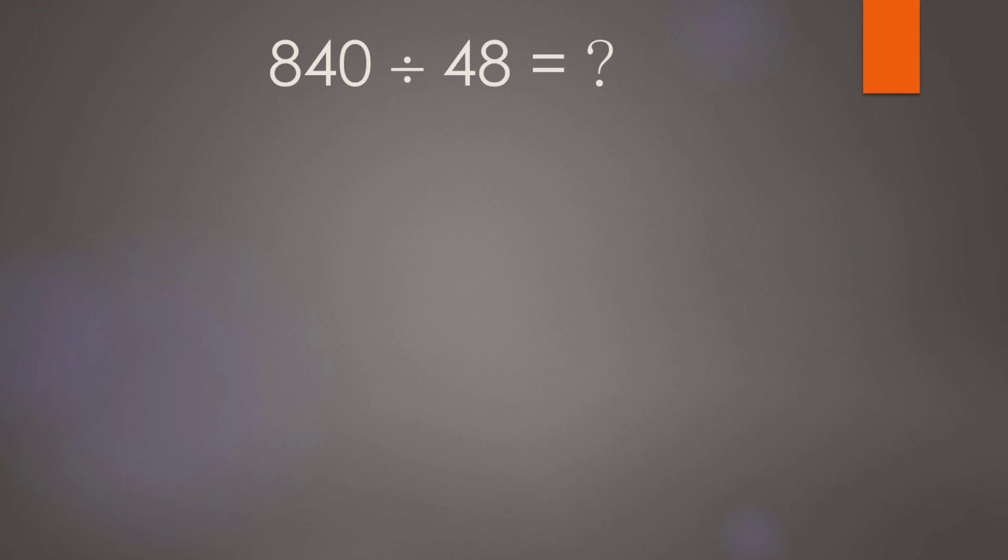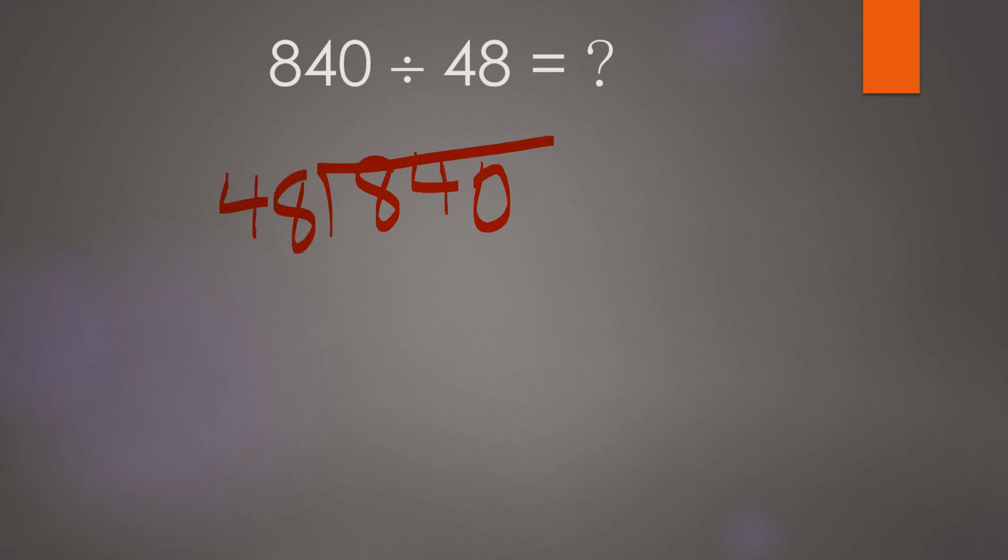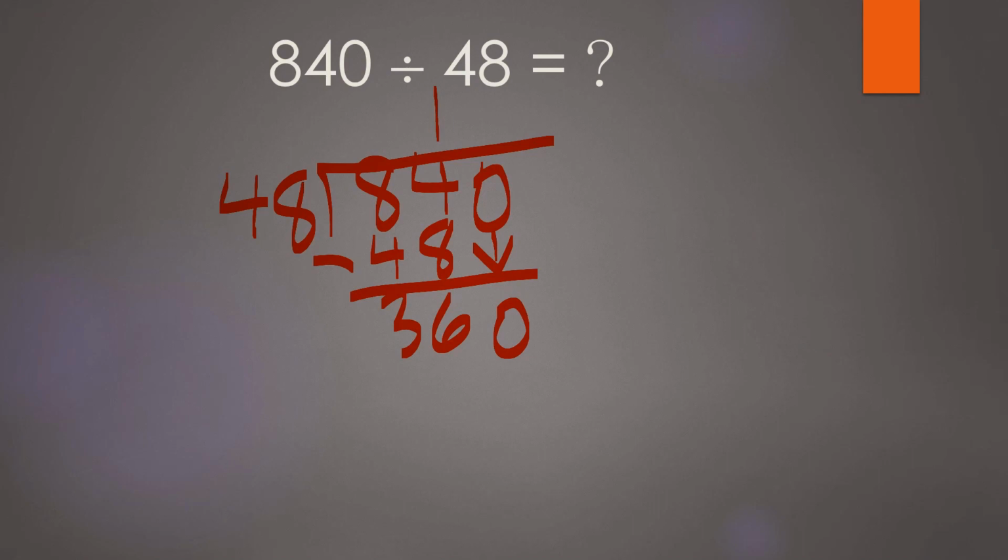840 divided by 48. We're going to write our quotient as a fraction and as a decimal. So let's begin. We have 840 divided by 48. 48 goes into 84 one time. 84 minus 48 equals 36. Bringing down the 0. 48 goes into 360 7 times. 7 times 48 is 336. When we subtract them, we get 24.